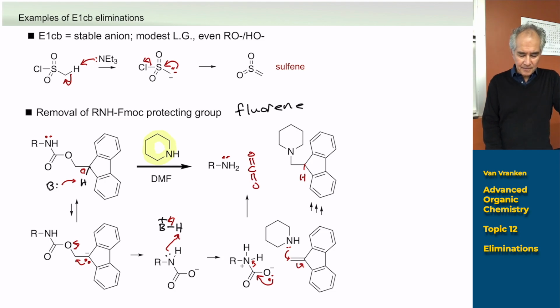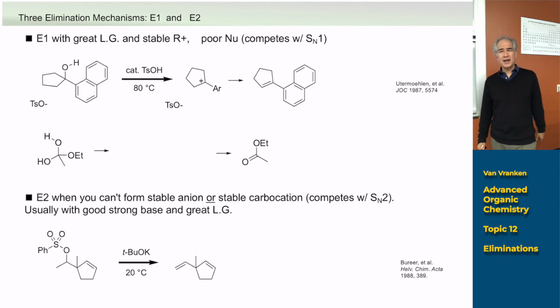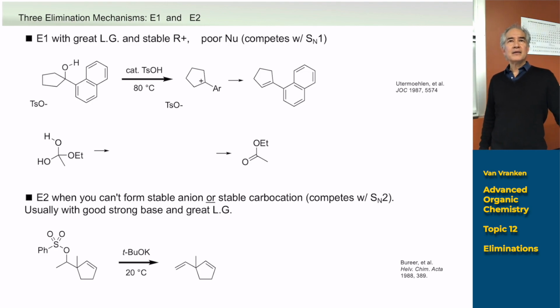Let's talk about another mechanism, the one that should be more familiar to you, and that is an E1 elimination mechanism. E1, you're going to make a carbocation, a carbenium ion. Once you make that carbenium ion, are you going to add and do SN1, or are you going to pull off a proton and do E1? Well, it depends on what you have in solution.